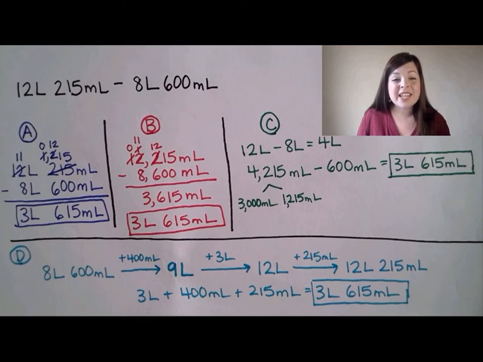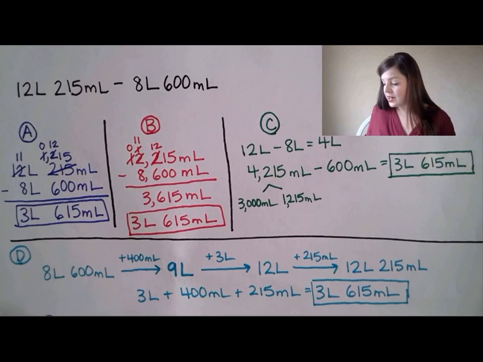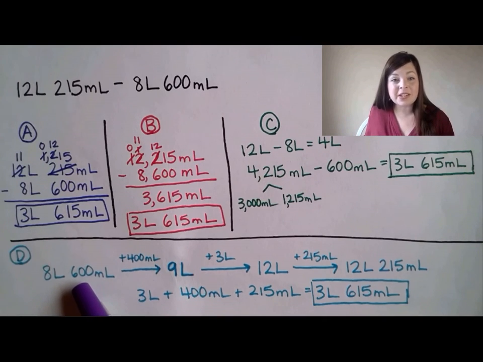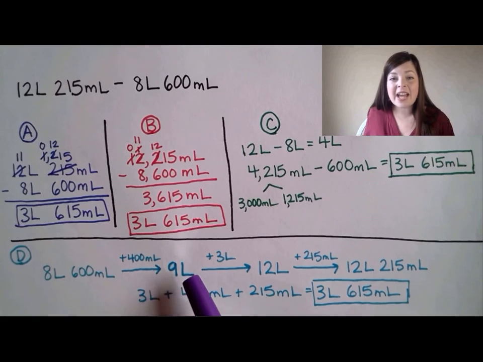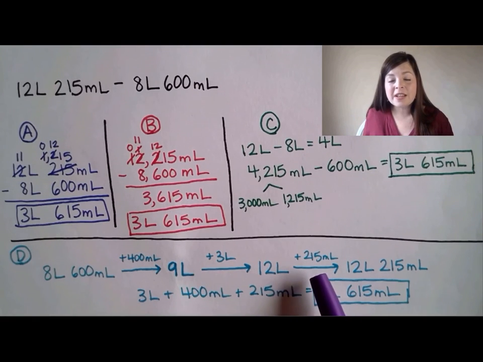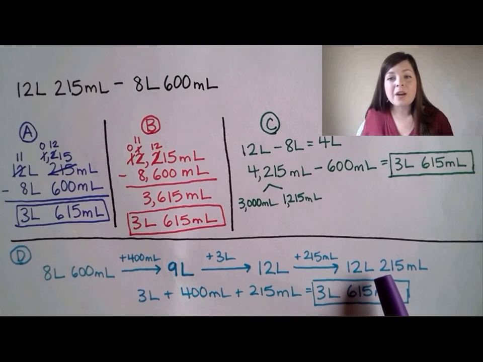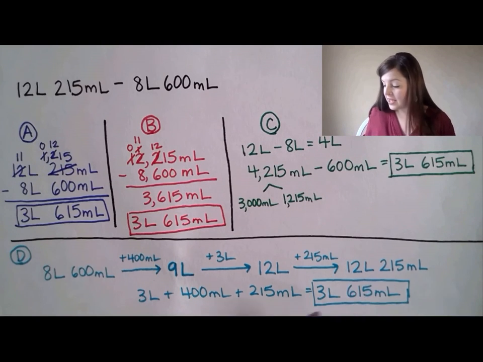Solution D used a counting up strategy. How did that counting up work? To count up, they started at 8 liters, 600 milliliters, and added on 400 milliliters to get to the next liter, which was 9 liters. Then they continued to add on liters and milliliters until they got to the total of 12 liters, 215 milliliters. Then they just added up all of the liters and milliliters that were counted on.